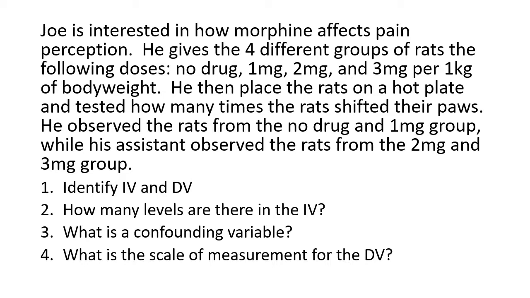Okay, number 4, what is the scale of measurement of the dependent variable? Look at the nature of the dependent variable. This is how many times the rats shifted their paws. Is it possible that the rats never shifted their paws and therefore it's a 0? And what does the 0 represent? Well, it represents the absolute absence of shifting of their paws. Therefore, the scale of measurement will be ratio.